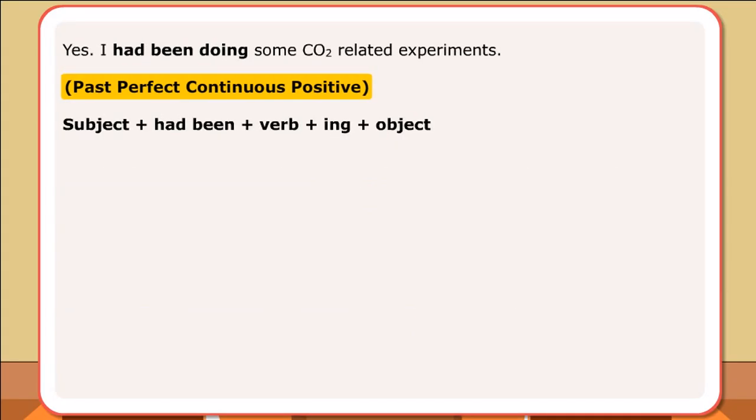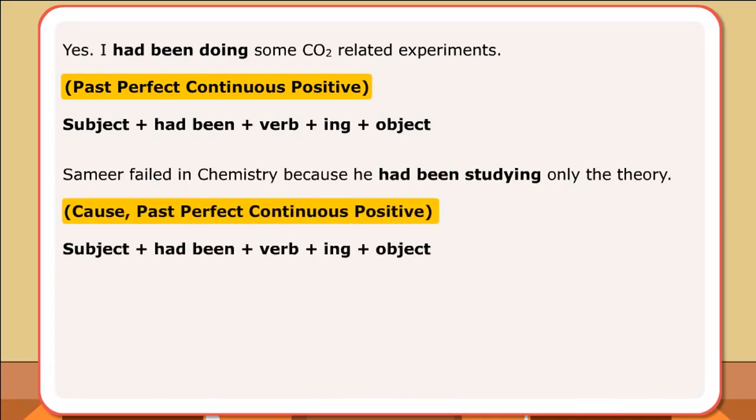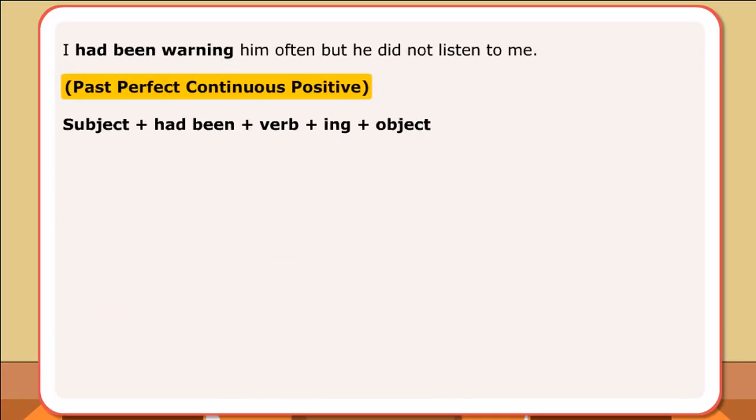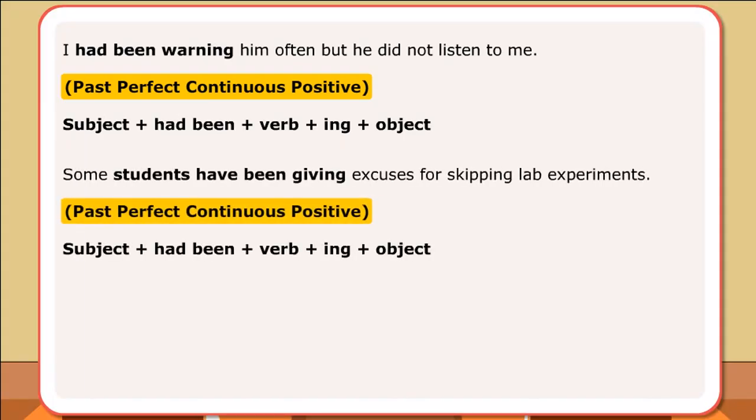Yes, I had been doing some CO2-related experiments. Samir failed in chemistry because he had been studying only the theory. He had not been attending the lab experiments regularly. I had been warning him often, but he did not listen to me. Some students have been giving excuses for skipping lab experiments.